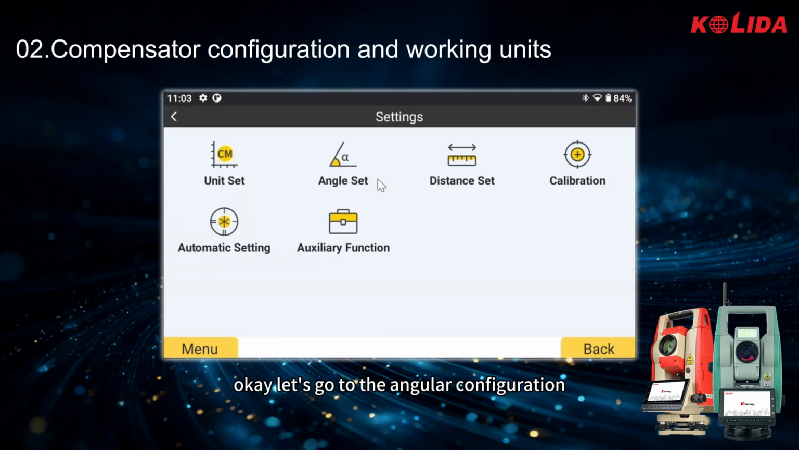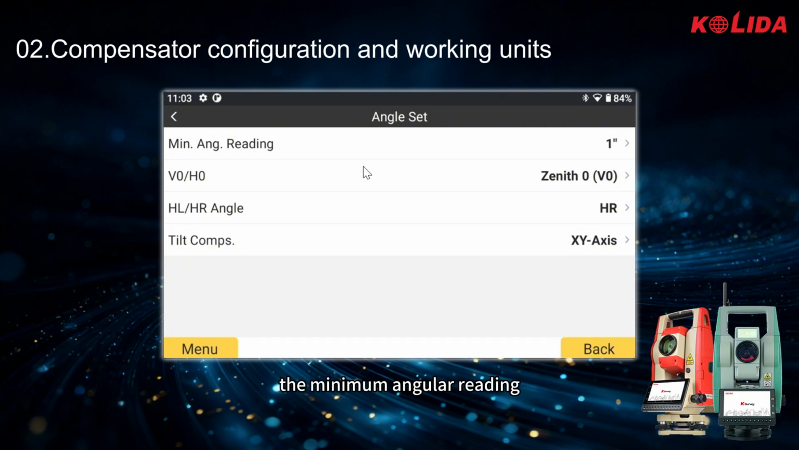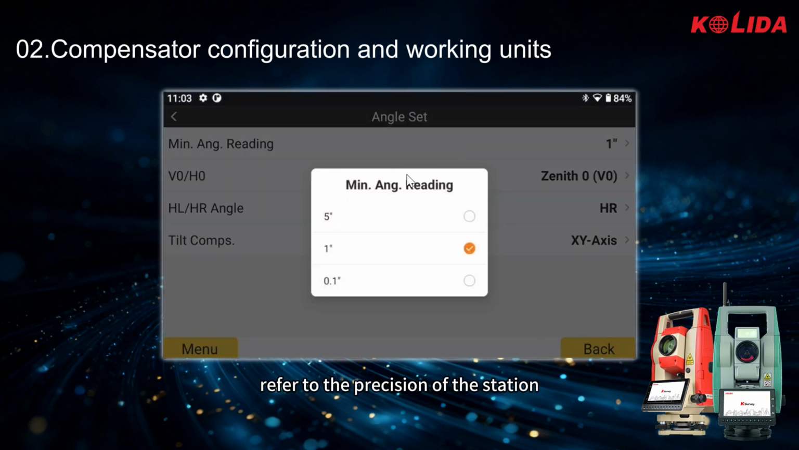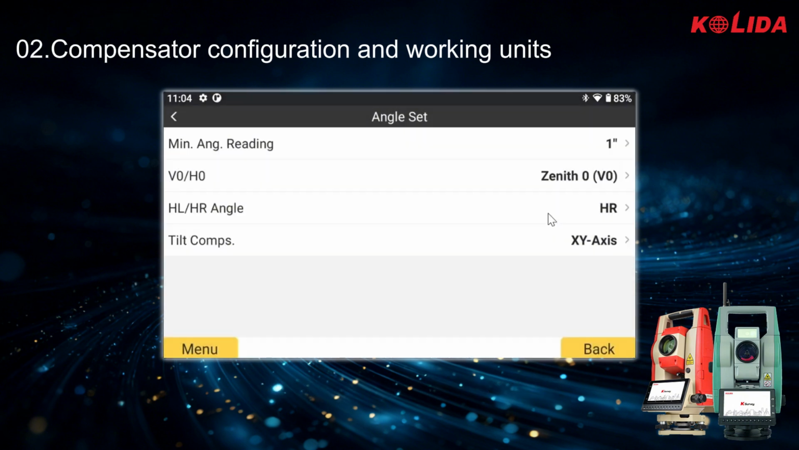Okay, let's go to the angular configuration, the minimum angular reading. Remember that this does not refer to the precision of the station. The precision will always be 2 seconds of angular precision. This refers to the resolution that we are going to see in the angle on the screen. So, we are up to the level of seconds, or if we want to see the tenth of a second, I'm going to leave it at 1 second.